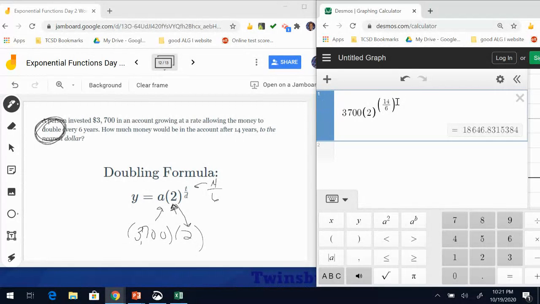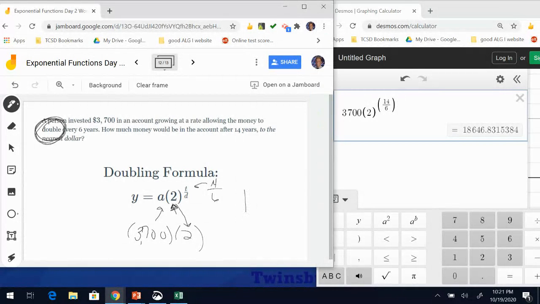We are going to have a nice amount of money, $18,646, and it says round to the nearest dollar, so that's going to round up to $18,647. All right. Any questions?